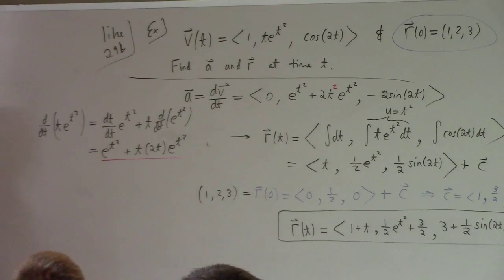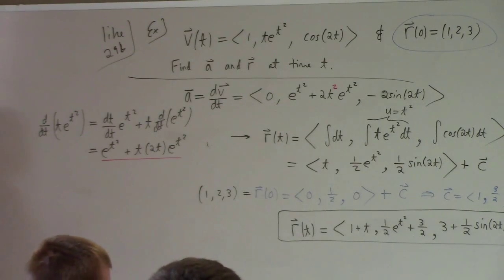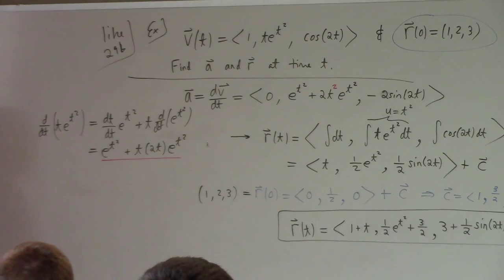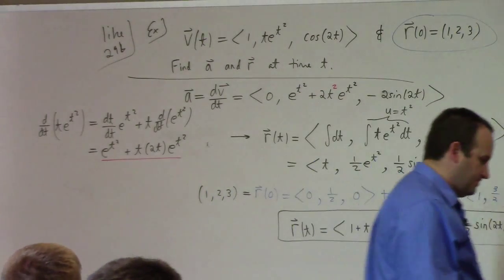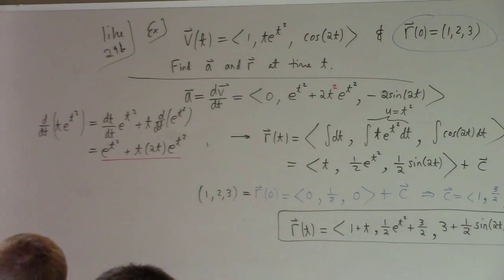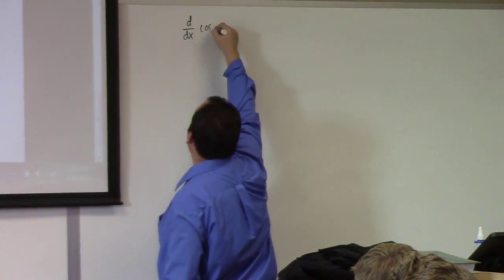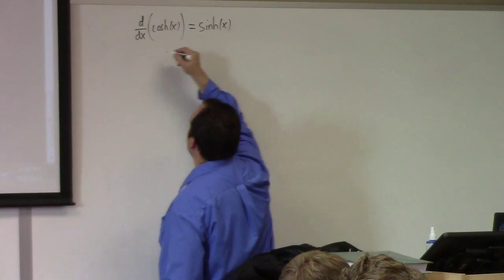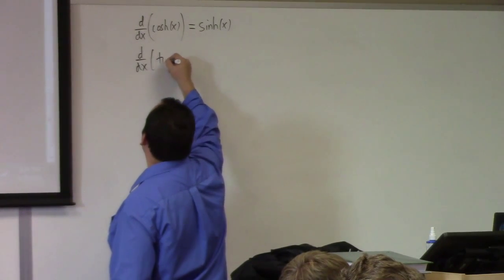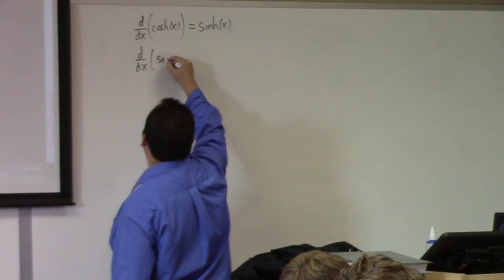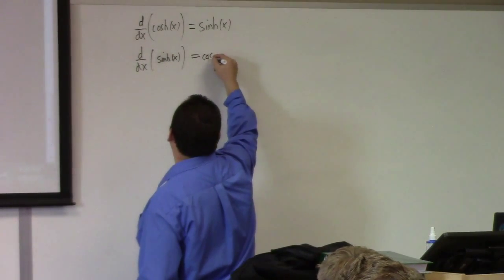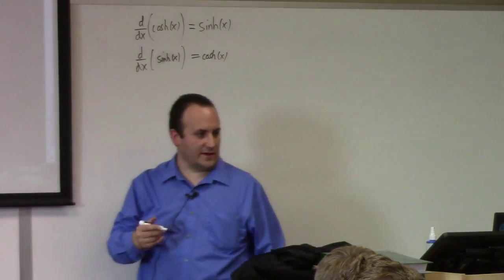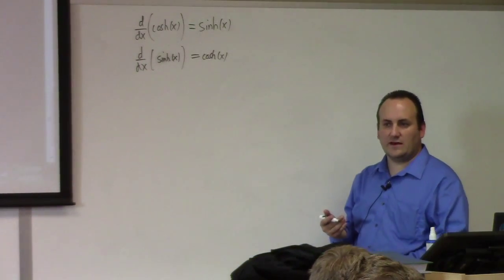Next question before I waste too much time on this silliness. How does the integral of hyperbolic cosine and sine go? The long story short of it is the derivative with respect to x of cosh of x is equal to sinh of x, and the derivative with respect to x of sinh of x is equal to cosh of x. So the integrals, likewise: integral of cosh is sinh, integral of sinh is cosh.